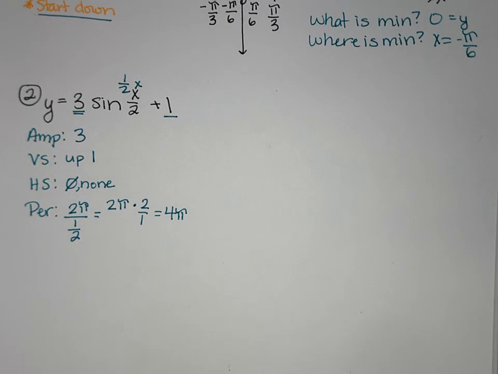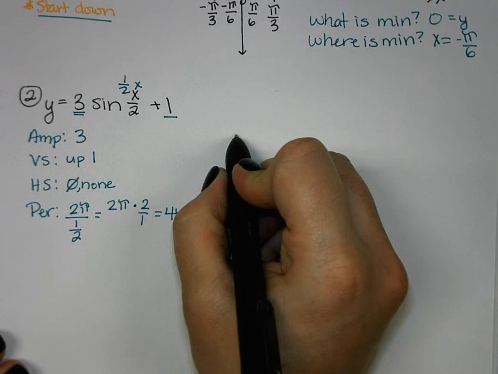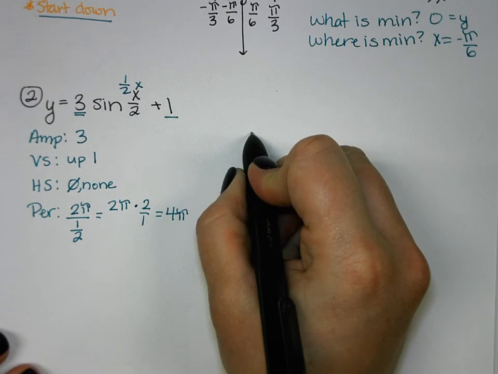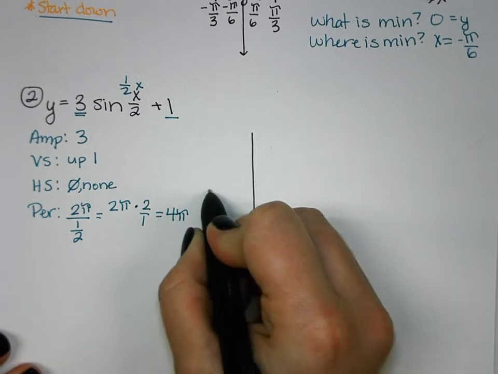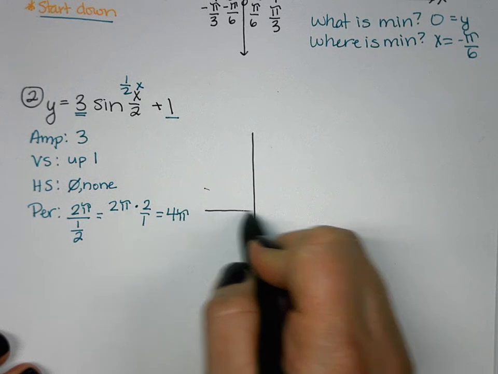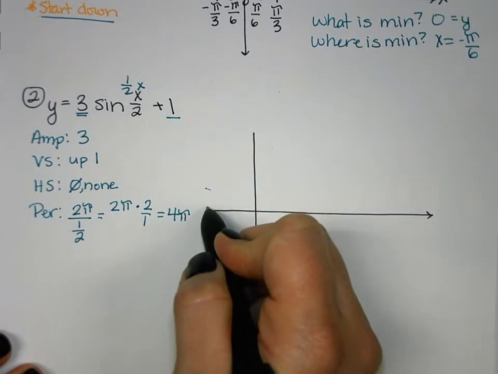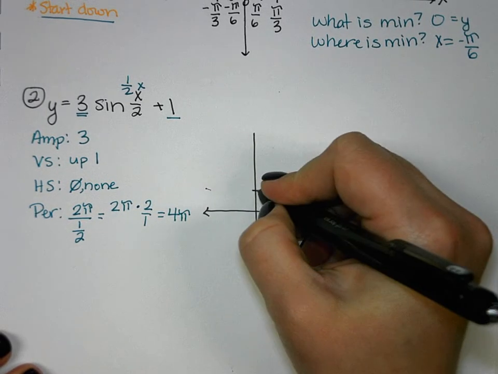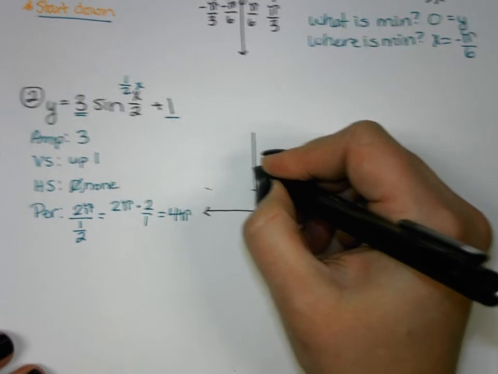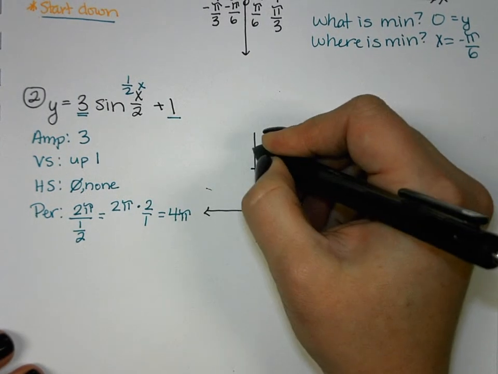So we don't have any negatives, so we don't have that little note to ourselves about starting down first. We can go ahead and start with our graph because we've got all of our necessary information. So again, I'm going to start with my x and y axis.